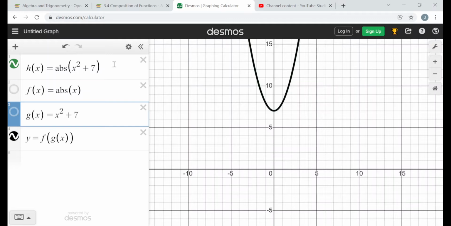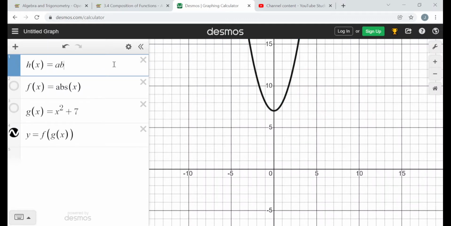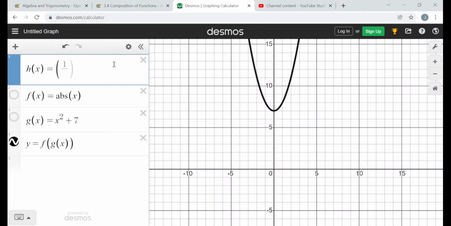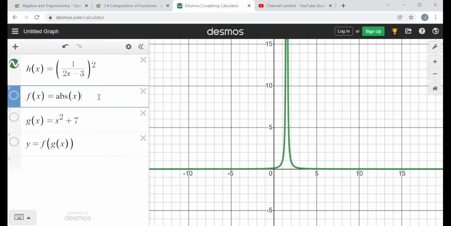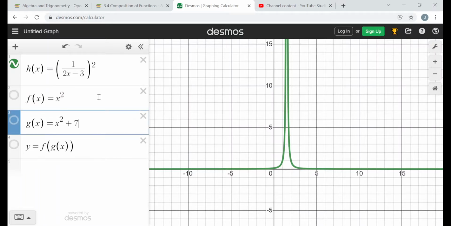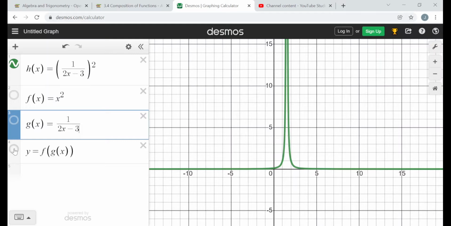So the h we were given was the quantity 1 over 2x minus 3, squared. There's that green graph showing up. Turn the other one off for now. F was x squared, and then the inner function was 1 over 2x minus 3. And let me turn on their composition, f composed with g, and you see it's the exact same graph showing up right on top of the other one. So my components are good.